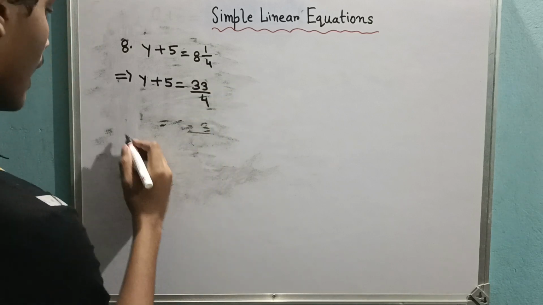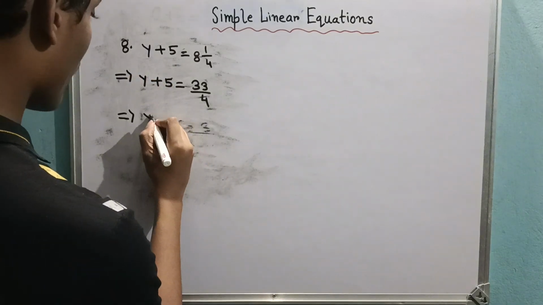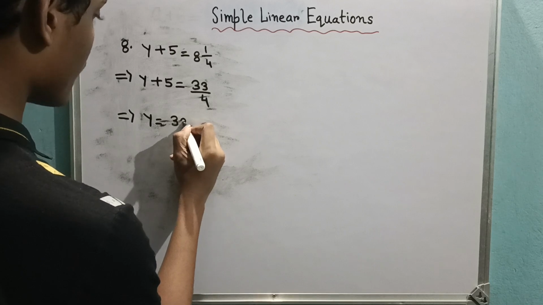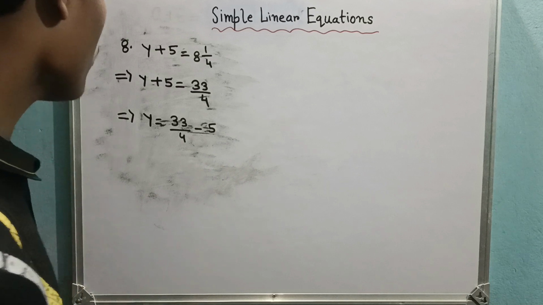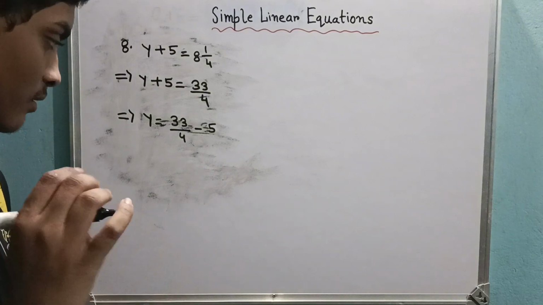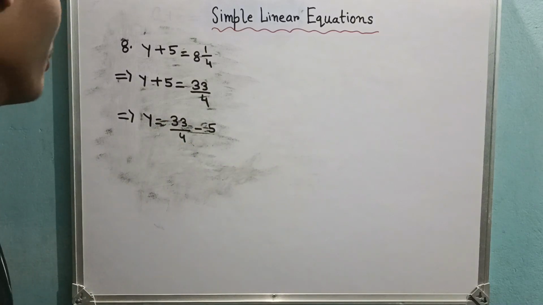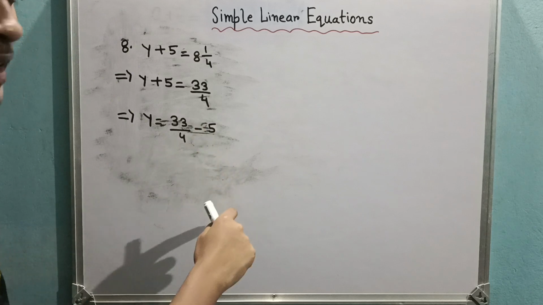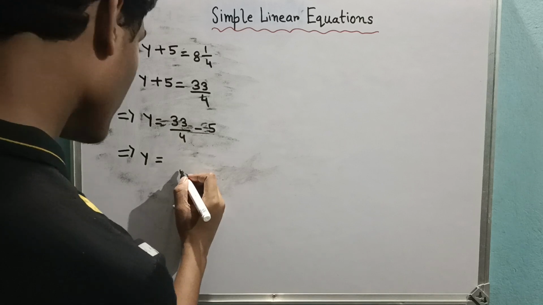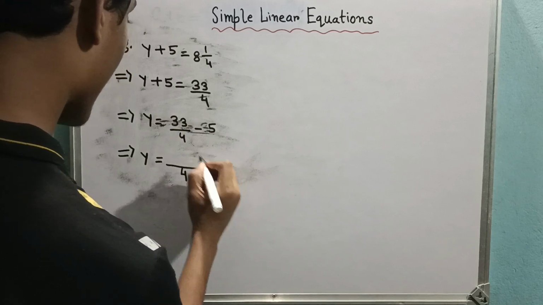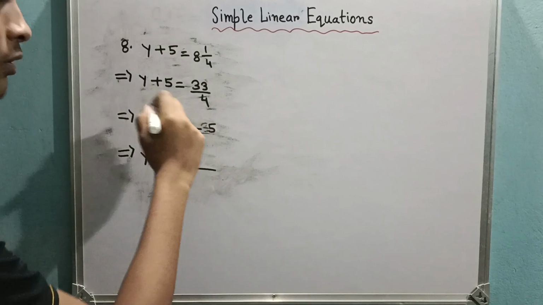Okay. Now here we have to shift this 5 to this side. So y will be equal to 33 by 4 minus 5. Now some students who are starting to learn maths make this mistake: 33 minus 5 divided by 4. No, here the 5 doesn't have a denominator. So here y will be equal to, the denominator will remain 4, and 4 divided by 4 is 1, and 1 into 33 is 33.